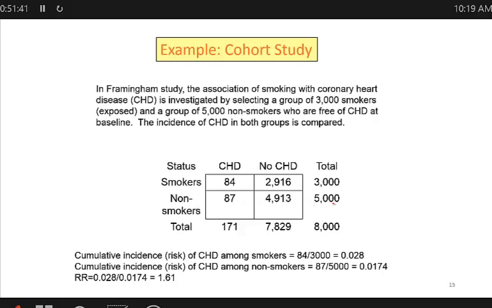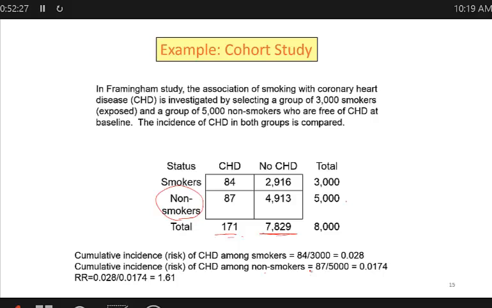And then they followed them over time, for 30-something years, and collected data on who had coronary heart disease. So 171 patients did have coronary heart disease, and the rest did not. Compute the cumulative incidence, i.e. risk. What you do is divide 84 by 3,000. So this is the probability of having CHD among smokers, which is 2.8%. And you do the same thing for non-smokers, which gives you a 1.74% risk of CHD among non-smokers.